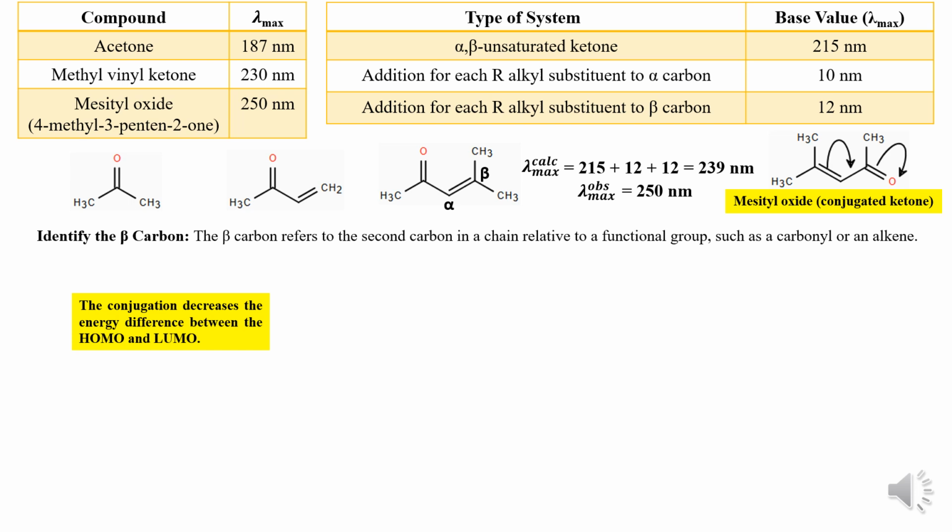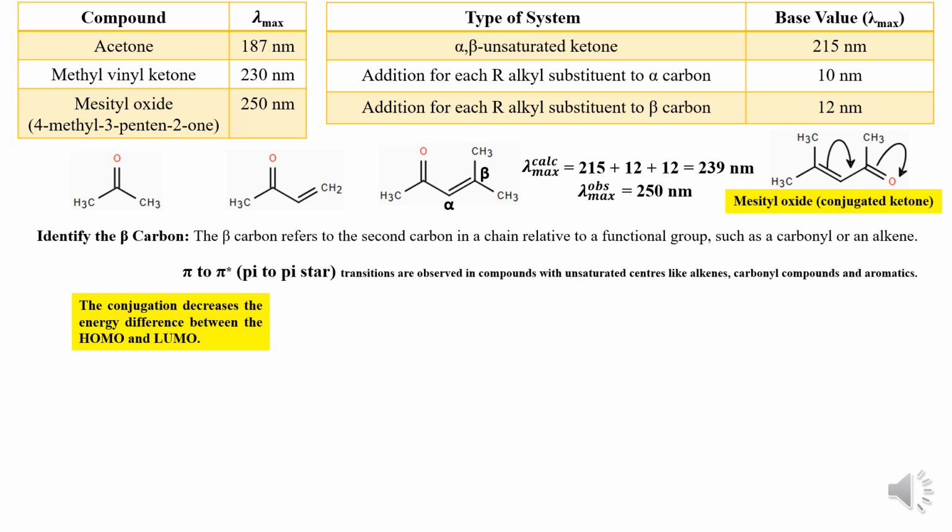Now the conjugation decreases the energy difference between the HOMO and the LUMO, that is the energy gap between the bonding pi molecular orbital and the anti-bonding pi molecular orbital. Now the pi electrons in the ground state are represented by the symbol pi, while the pi electrons in the excited state are represented by the symbol pi star. So pi to pi star transitions are observed in compounds with unsaturated centers like alkenes, carbonyl compounds and aromatics. I have tried to cover all these three in this video.